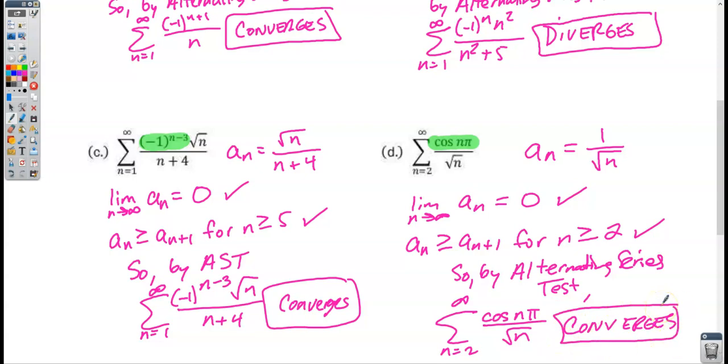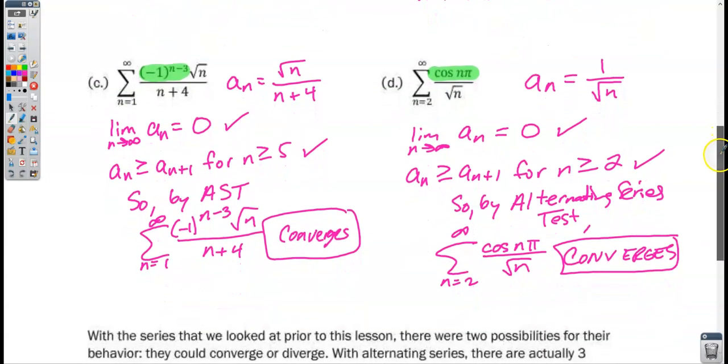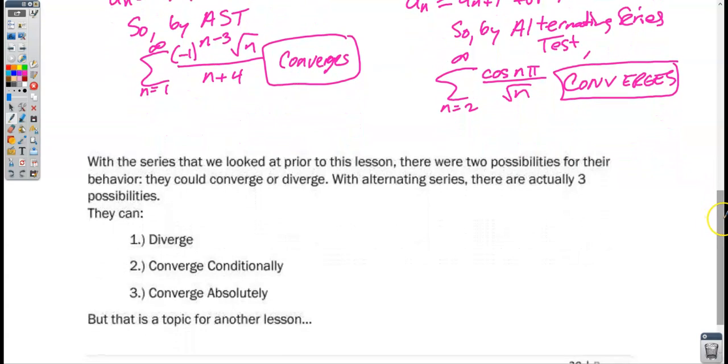All right, you're going to want to practice and get the concepts of that series underneath your belt. A little closing topic here. With the series that we looked at prior to this lesson, the ones where all the terms were positive, there were only 2 possibilities for their behavior. They could converge or they could diverge. When we get into alternating series, there's actually 3 possibilities. Those series can diverge, they can converge conditionally, and they can converge absolutely.